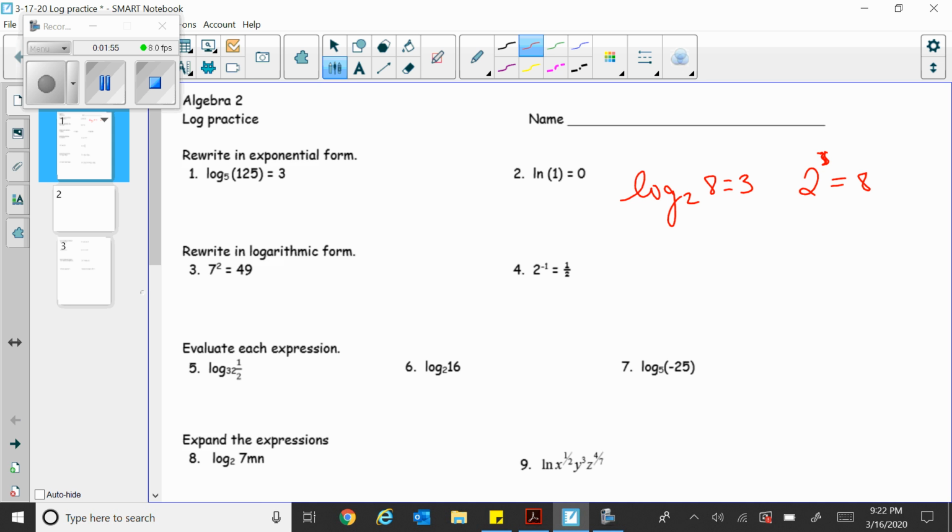Just be mindful on number 2. Remember, natural log is base e. So when you rewrite number 2, the base will be e. Then numbers 3 and 4 have you go backwards, the opposite way.